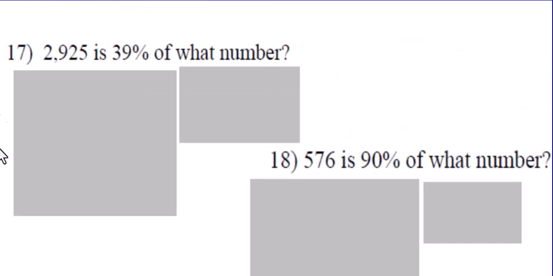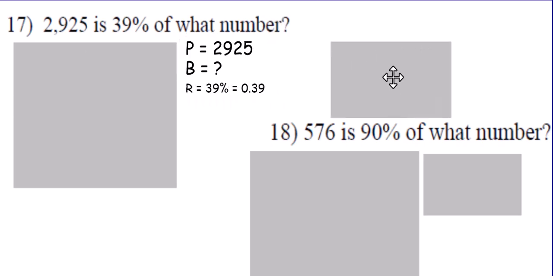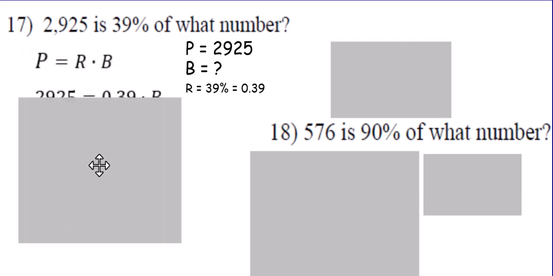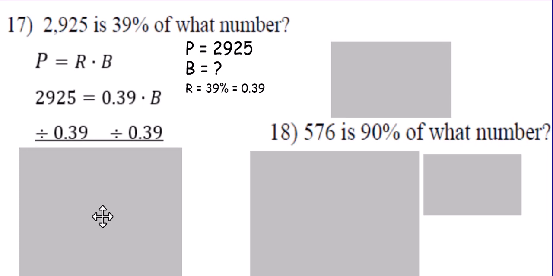All right, number 17 and 18, again, if you want to try these on your own, you are welcome to do that. Pause the video as needed and scroll ahead as needed as well, but make sure you get these. So 2,925 is 39% of what number? The part is 2,925. 39% is R, the percent. We will write it as a decimal though, and that will be 0.39. Our base is our unknown. So P equals R times B will be 2,925 equals 0.39 times B. The inverse of multiplying by 0.39 is to divide by 0.39.